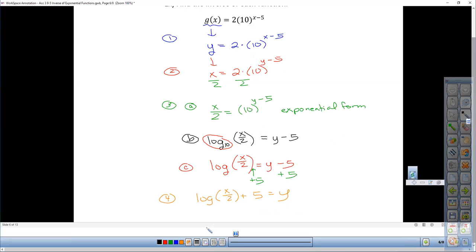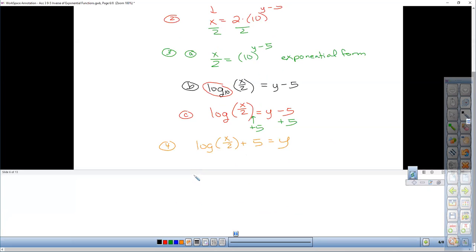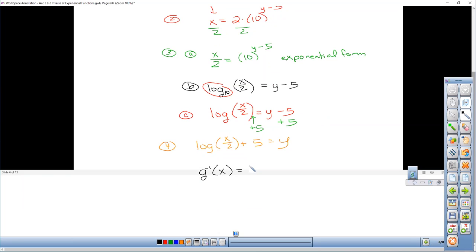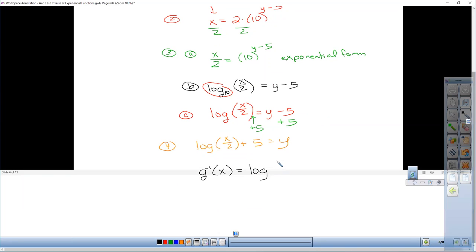And our inverse notation becomes, remember our original function was named g of x, so now we have to use g inverse. So g inverse of x equals the log of x divided by 2 followed by plus 5, like so.